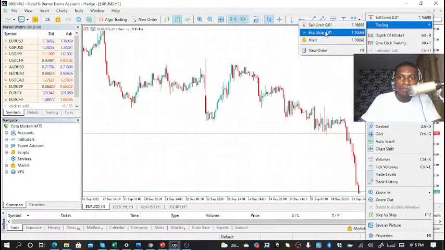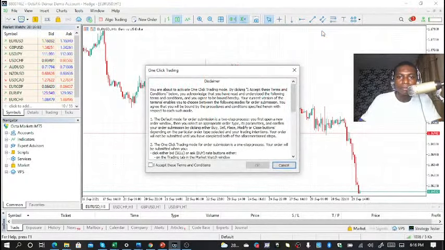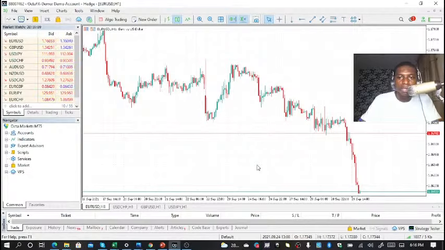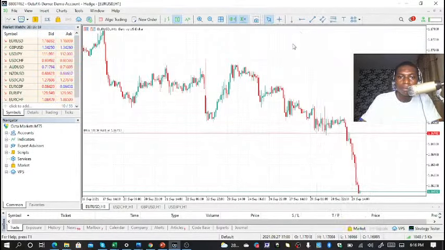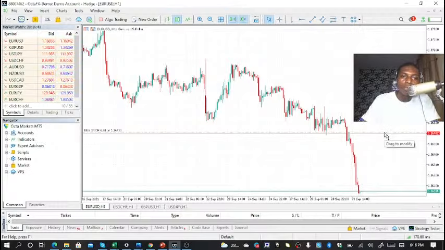Can you see buy stop here? Now I click on buy stop. Okay, I agree that I'm the one that wants to take up this buy stop. Now I click on buy stop, right? Now do you see what happened there? Can you see it here? Buy stop 0.1, which is my lot size, at 1.16713. So which means until price comes up to this level, my buy won't be activated.